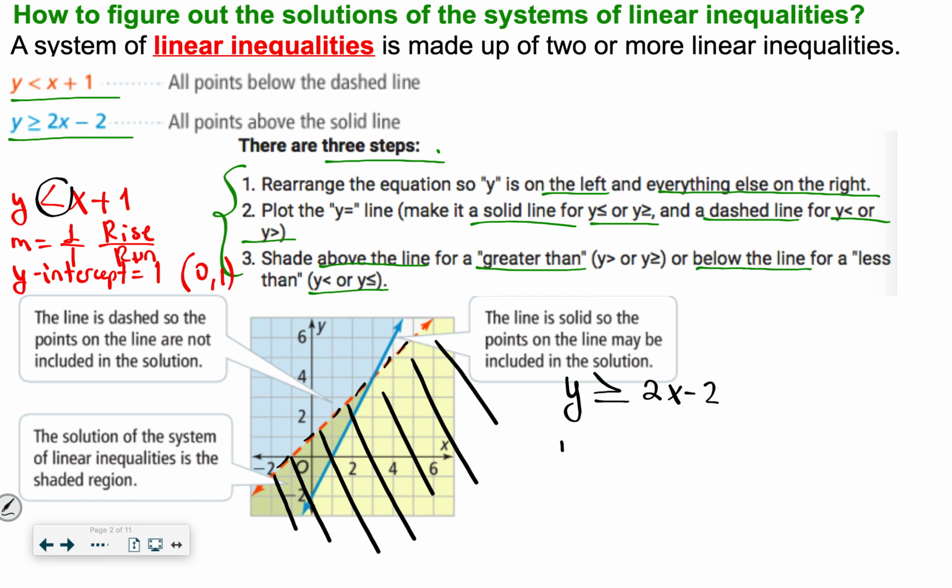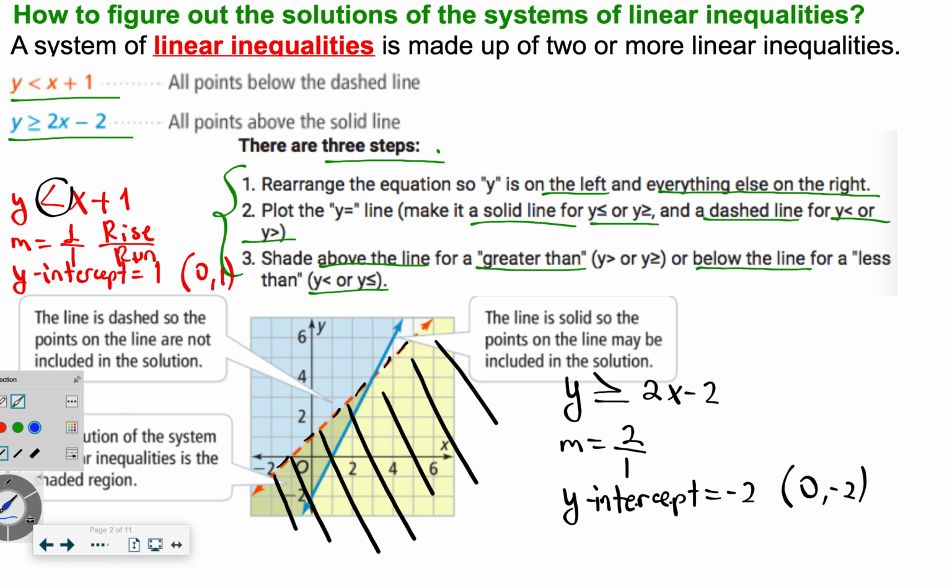Step 1, we need to find the slope. Slope is 2 over 1. Y-intercept is negative 2. If you want to describe the y-intercept as an ordered pair, you can write 0, negative 2. Then plot the y-intercept on the graph. By using slope, you can find other points: 2 units up, 1 unit right, and repeat.